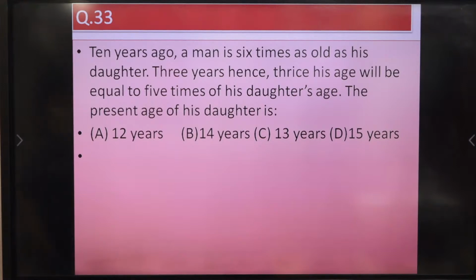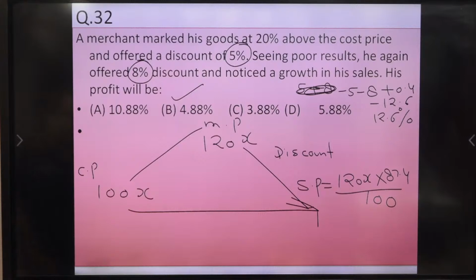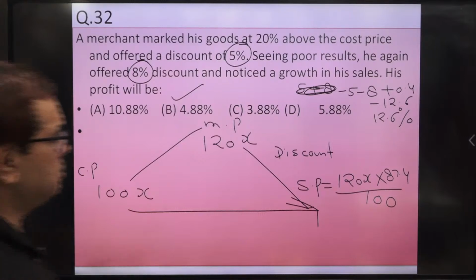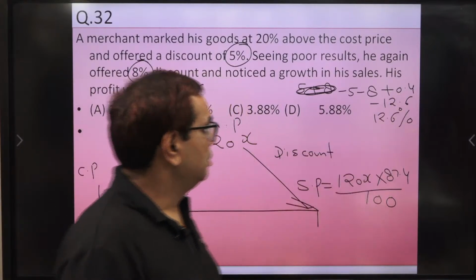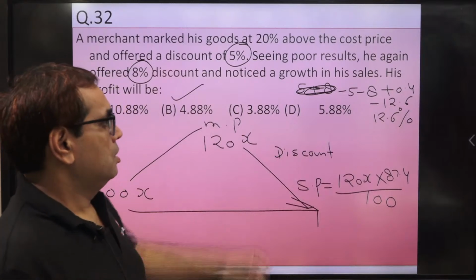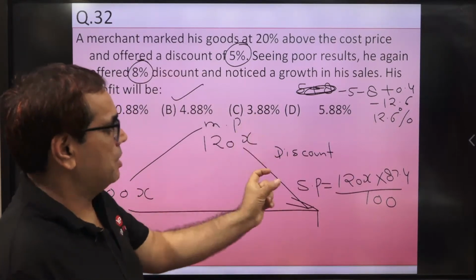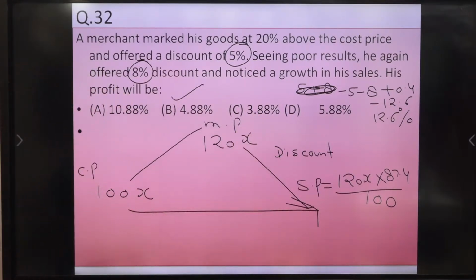Hemlata Chawla, what is your doubt? 4.88%. Yes, it is 0.4, because 8 into 5 was 40 upon 100, which is 0.4. Got it, Hemlata? Okay.